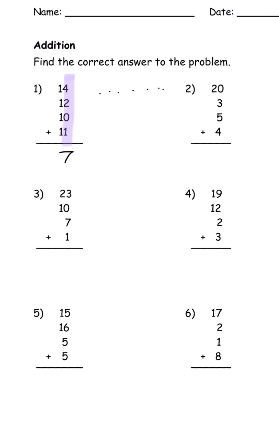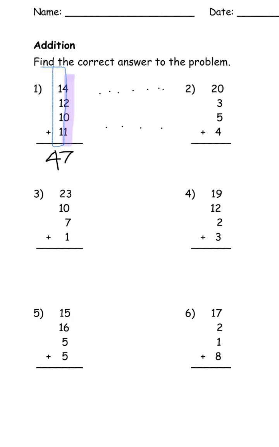And then now we have to work on the tens place. So 1 plus 1 plus 1 plus 1, that makes it 4. So the answer is 47.